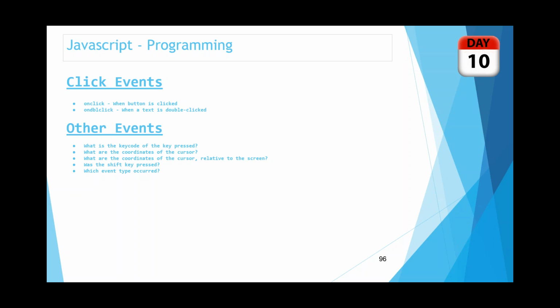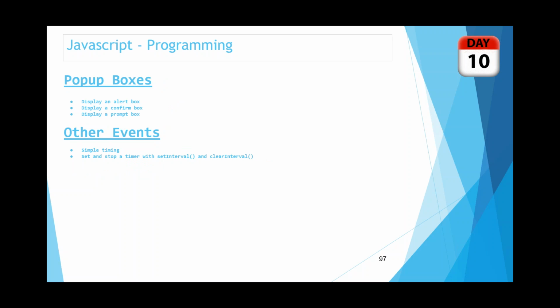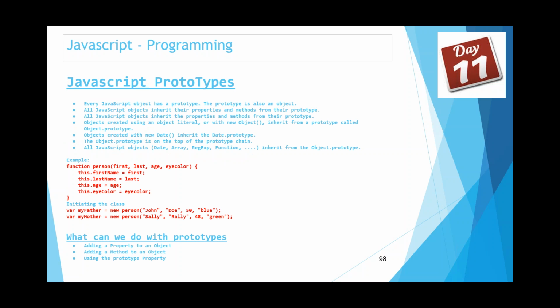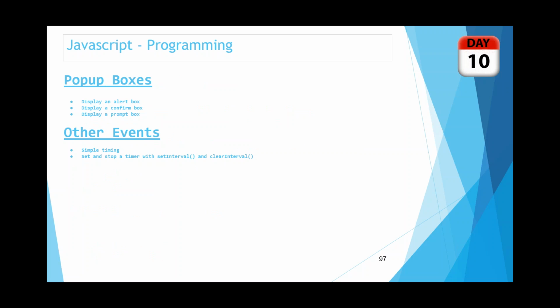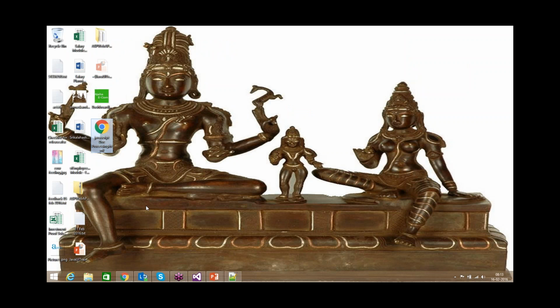You can check these codes. Okay, we have pop-up boxes: display an alert box, display a confirm box, display a prompt box. Other events are simple timing, set and stop a timer with set interval and clear interval. So these are different types of events we have in JavaScript. We'll see a few of them now.